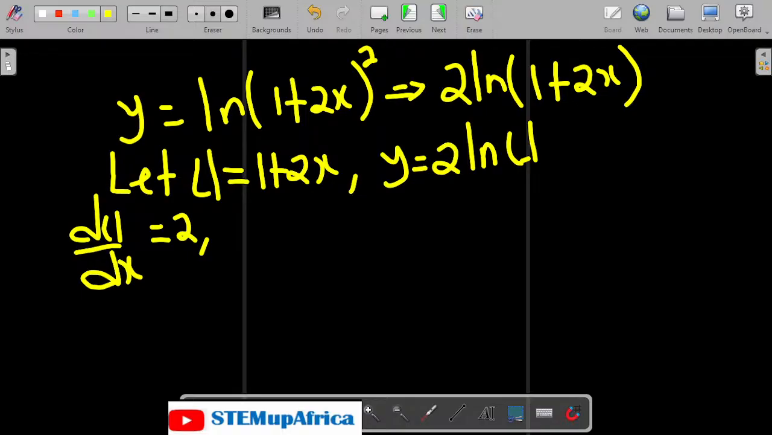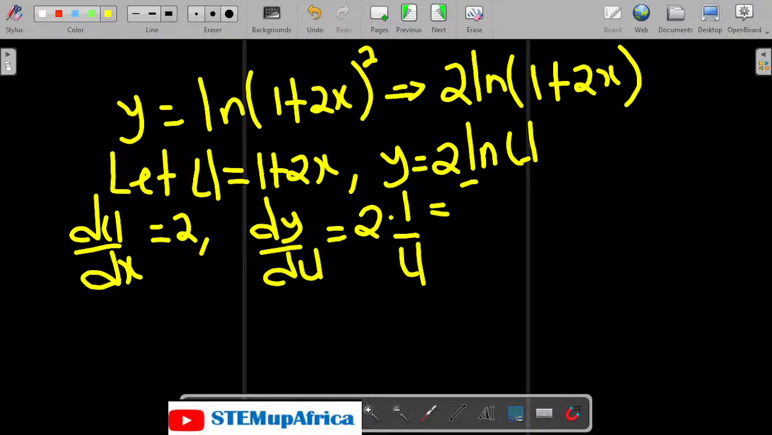I'll differentiate y with respect to u. I will have dy du, that will give us 2 dot. If I differentiate ln u, it is 1 over u. It can be written as 2 over u, because 2 times 1 is 2.